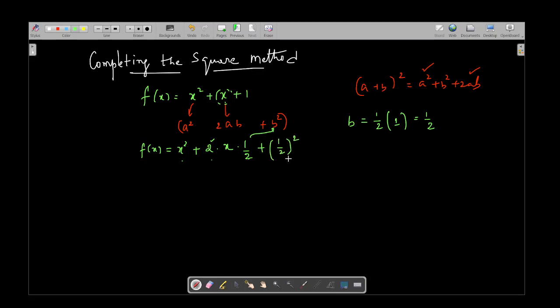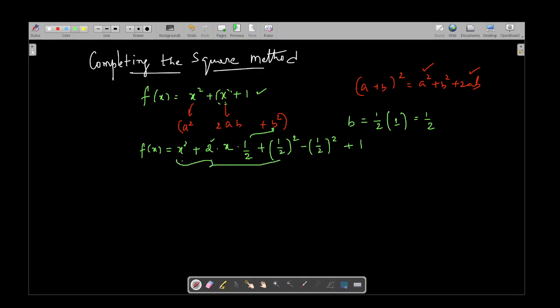Since I have added 1 by 2 whole square to the equation, now again the equation becomes imbalanced. To bring it to balance, I have to subtract whatever I've added, which is 1 by 2 whole square, so plus 1 by 2 whole square minus 1 by 2 whole square. And finally we have this 1 at last. So I'll add 1. Now I have essentially completed a square.